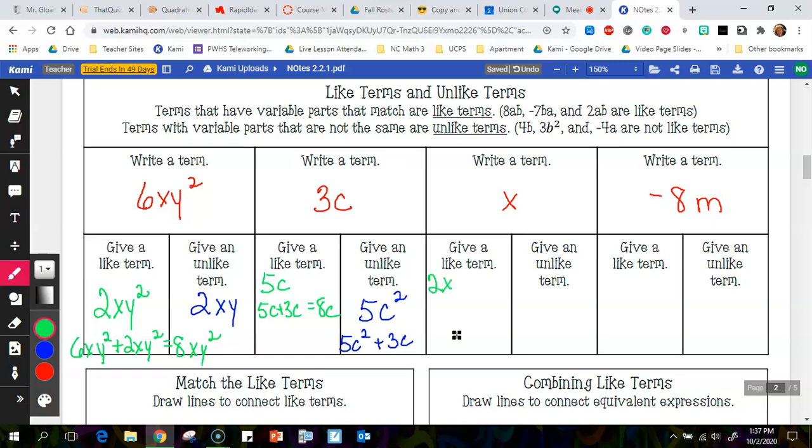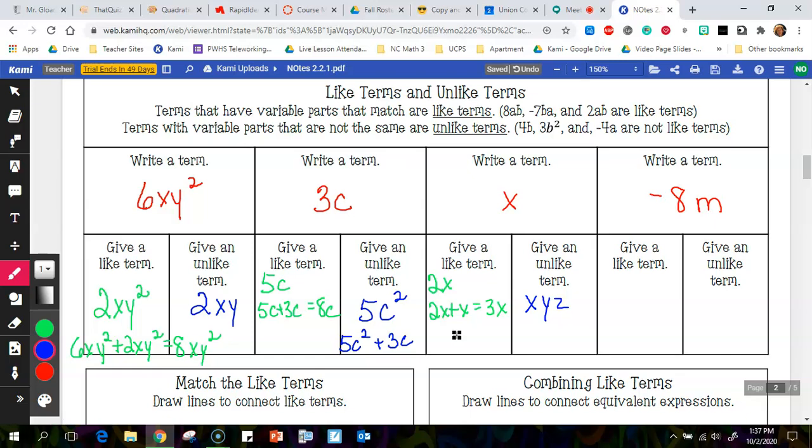A like term for x, let's do green. 2x. 2x plus x would equal 3x. We could combine those. An unlike term would be something like x, y, z. Even though you still got the x with the degree, or the exponent, 1, still can't add them together because those variables would have to be exactly the same.